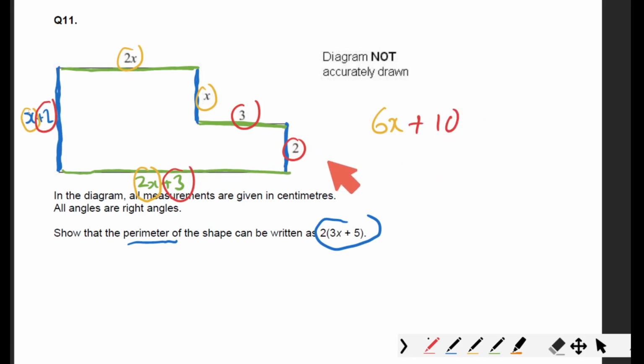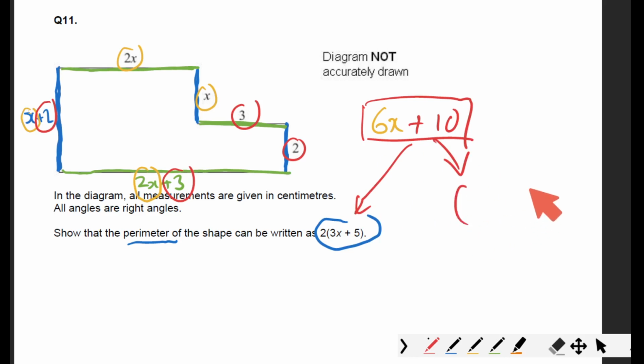Right, that doesn't quite look like that, does it? So you think, right, what can I do to that to make it look like this? They've both got brackets here, but there's no bracket over here. So the topic I'm thinking of is factorization. Factorization is the only thing that will put brackets back in. So let's factorize. Single bracket. The biggest number that goes into 6 and 10 happens to be 2.